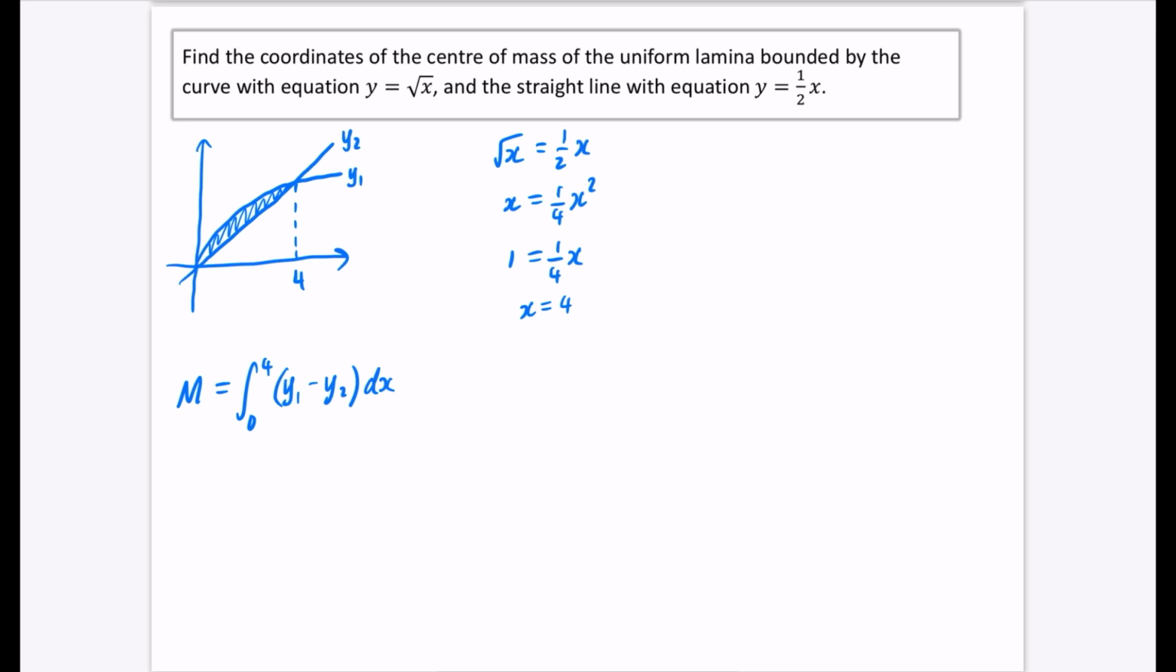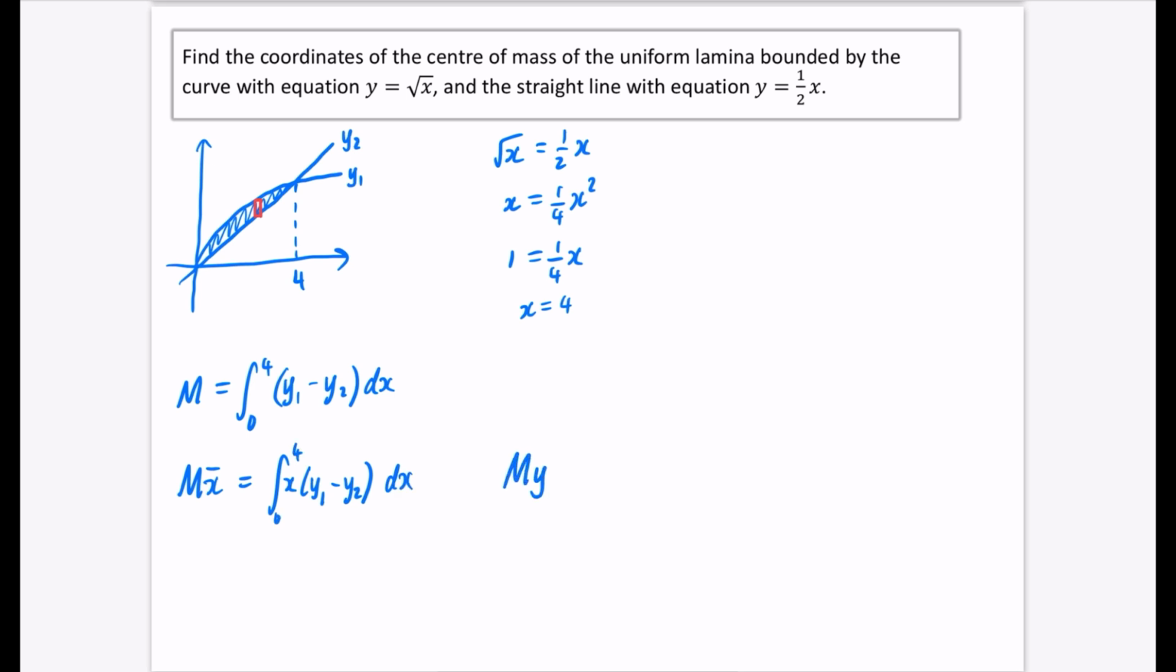However, we need to be careful about when we do the y bar and the x bar parts. If we imagine that we took a little strip of one of these parts, the x part is still going to be at the x location. So the formula for x bar, let's do this in blue, will be m x bar equals this part multiplied by x dx between 0 and 4.